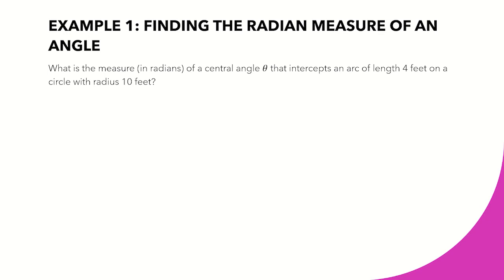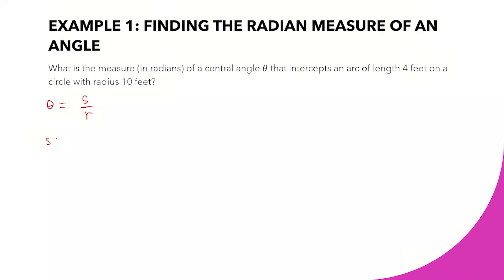For example 1, we are asked to find the radian measure of an angle. What is the measure in radians of a central angle theta that intercepts an arc of length 4 feet on the circle with radius 10 feet? We just have to write the formula relating to radian measure. That's theta is equal to S over R.